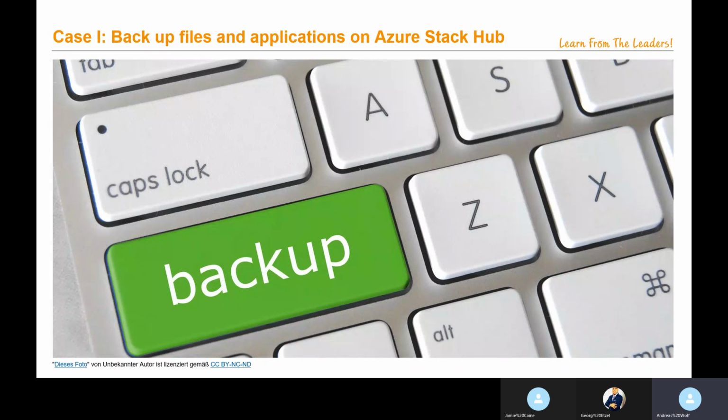So the first case is the backup of files and applications on Azure Stack Hub. You described your current backup situation to me as a process with a lot of manual actions. Several departments do have several processes for that. The current backup does not reflect the needs of the business and the needs of your employees. And by the way, it is on-premise only, and it is not redundant.